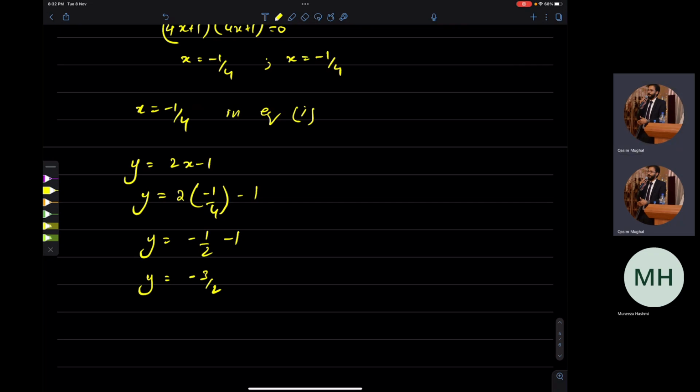So the solution set for this one is going to be x is minus 1 by 4 and y is negative 3 by 2. Now this shows the intersection of the two equations is just at one point. Okay?